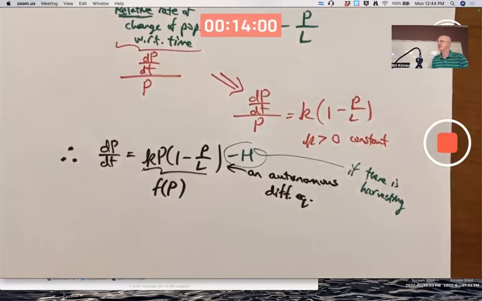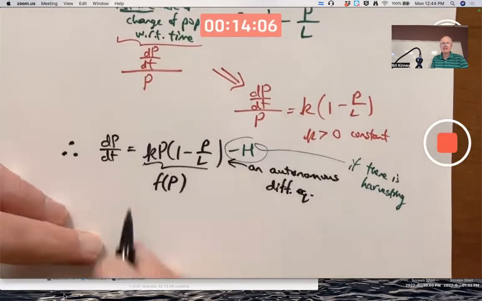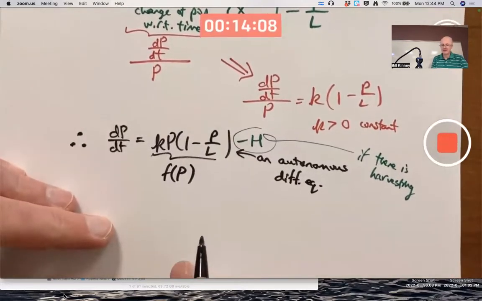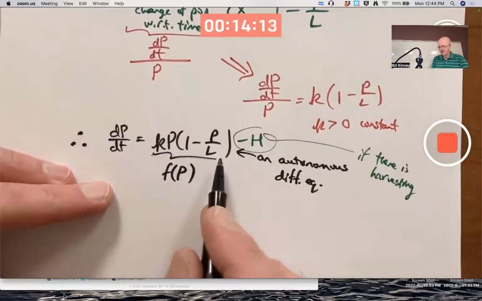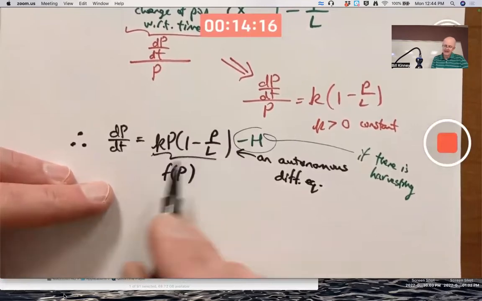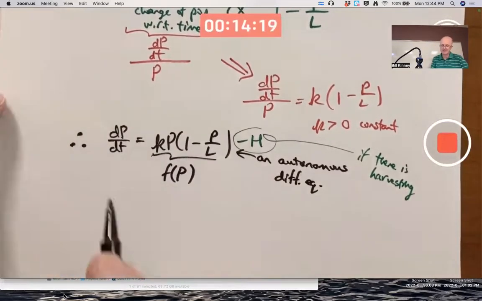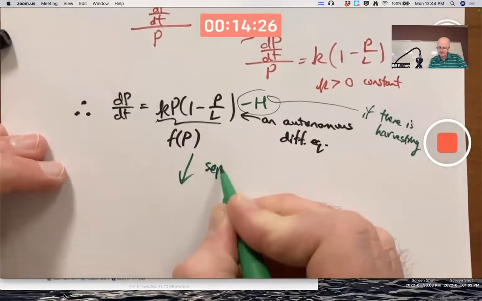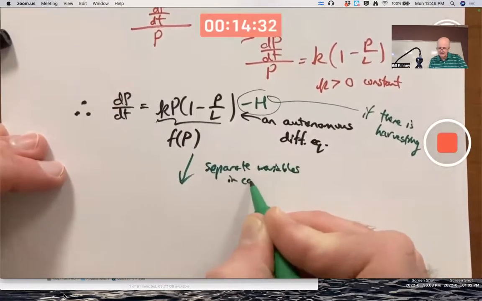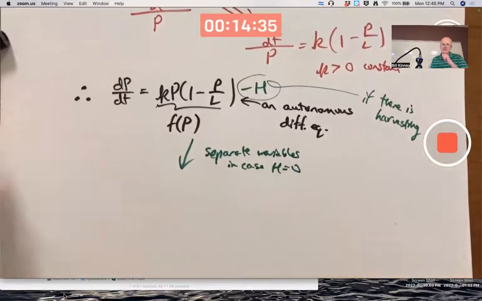Before we take the qualitative approach, let's get a little bit more practice with separation of variables. We can separate variables here. We can get all the P's on the left and the t's on the right by dividing both sides by P and also 1 minus P over L to cancel on the right, and pretending to multiply both sides by dt. I will take the h to be 0 to keep it simple. Again, we'll separate variables in the case where h is 0. You actually still can separate variables even when h is positive, but to keep it simple, let's not.